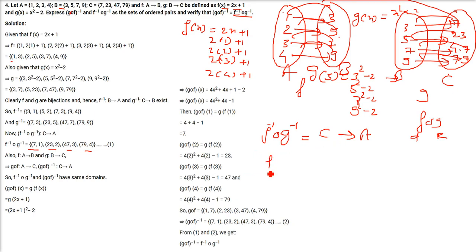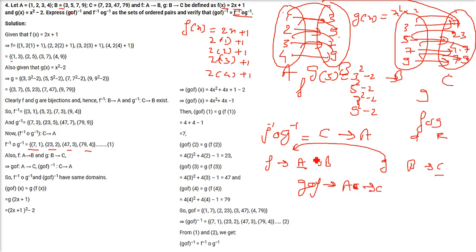So f is from A to B. Now we are trying to go for the next one. f was from A to B, g was from B to C. So this is A to C. gof is from A to C.